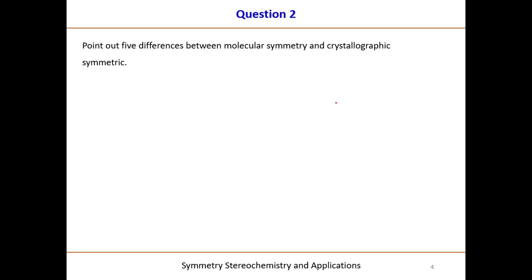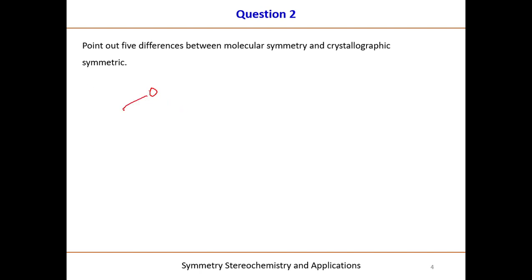Here the question is given: point out 5 differences between molecular symmetry and crystallographic symmetry. As all of you know, molecular symmetry is the symmetry which we calculate for molecules, and it passes through the molecules. But while talking about crystallographic symmetry, it might or might not pass through the molecules, and it is talking about the crystal system, not a molecule. So that's a major difference here. We will discuss the 5 differences.